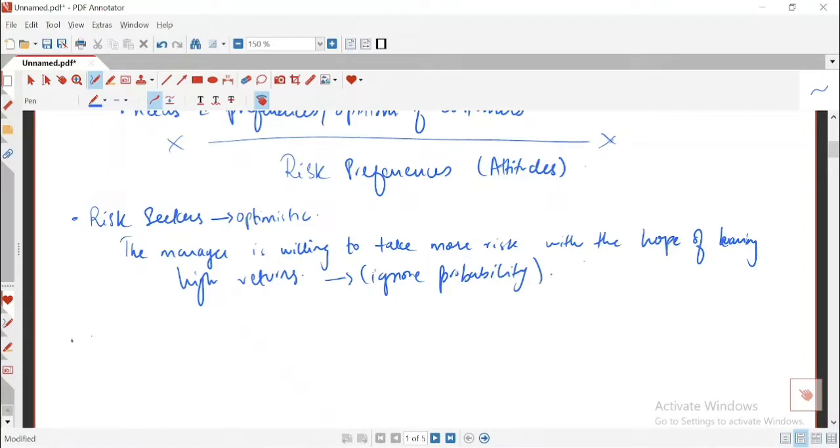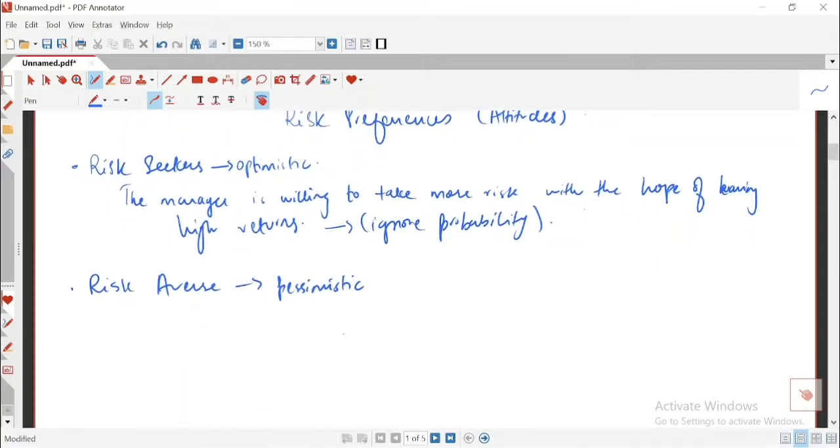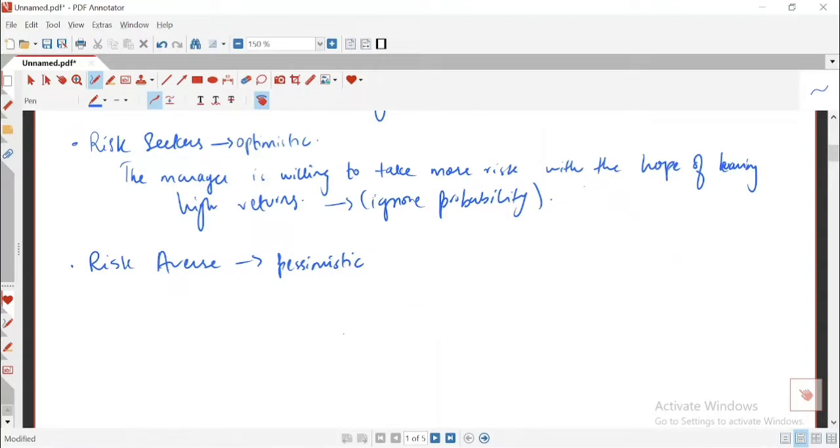Second type of people or second type of preference towards risk is risk averse people, risk averse managers. These are the people with a pessimistic personality. Okay. Here, the manager is quite afraid of taking risk.